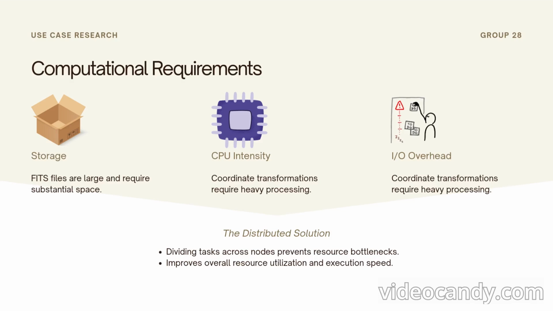So why did we choose this for a distributed systems project? Because Montage is computationally expensive. FITS files are large, requiring substantial storage, while reprojection involves intensive CPU coordinate shifts. On a single machine, these tasks create massive I/O bottlenecks. By distributing the workload across an AWS cluster using HTCondor, we effectively divided these tasks, improving resource utilization and speed.